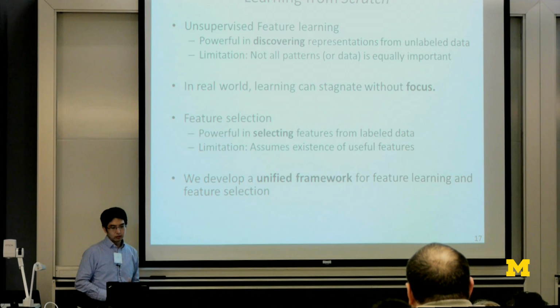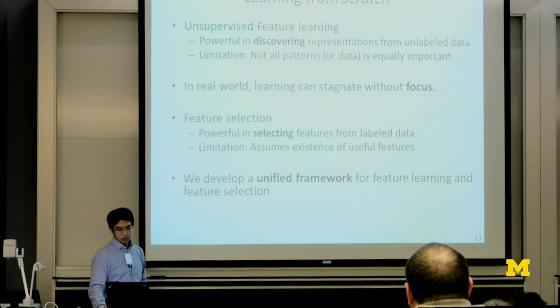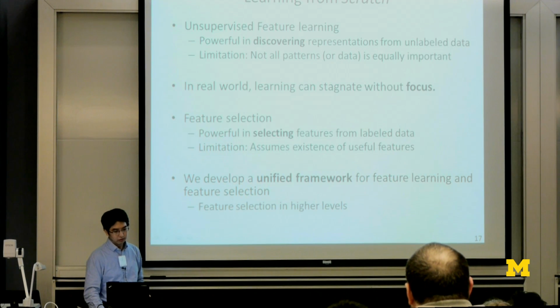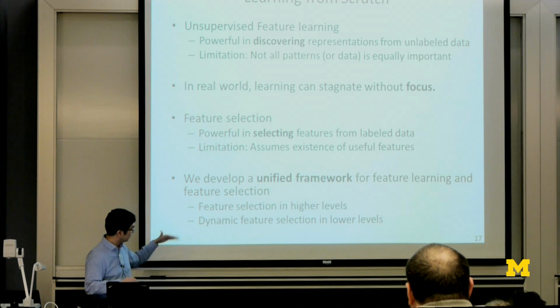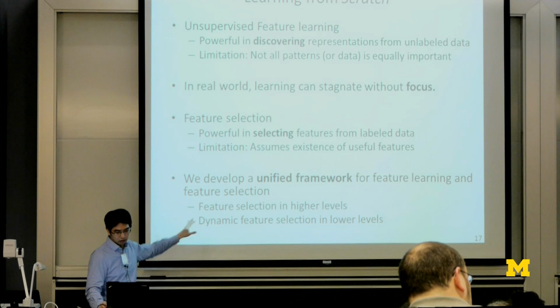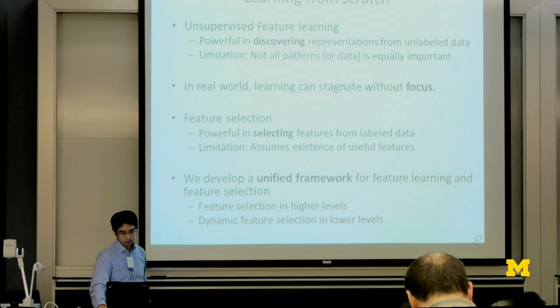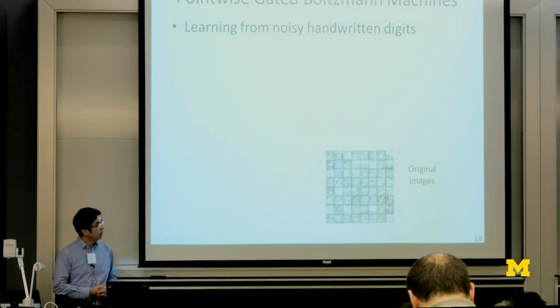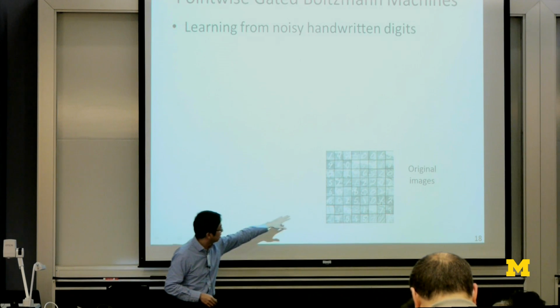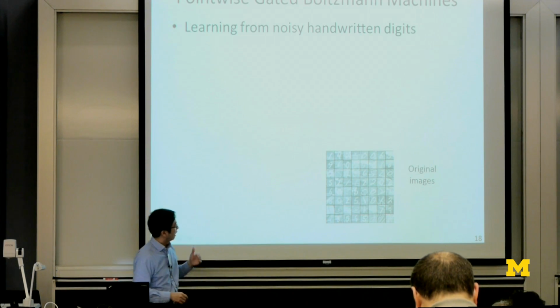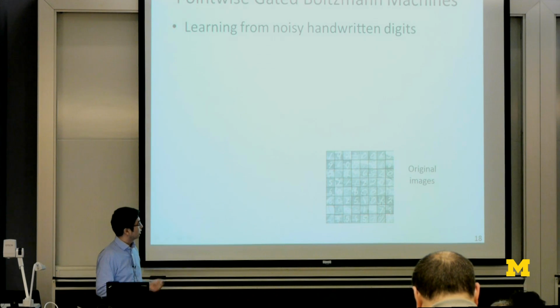So in this work, we try to unify these two frameworks, feature learning and feature selection, so that it can perform feature selection in higher levels and also do feature selection in a dynamic way in lower levels. And of course, it will learn some features as well. Here's an example of what this algorithm is doing. Suppose that we are given data like this, where our problem is digit recognition, but it contains lots of noise or irrelevant patterns.